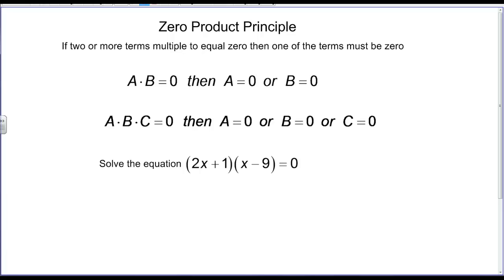Alright, the next thing we're going to talk about is what's called the zero product principle. And it's really pretty straightforward if you think about it. It says if two or more terms multiply to equal 0, then one of those terms has to equal 0. In other words, it's a little easier to look at. Here's two terms, a times b, multiplying to equal 0. If this has got to be true, then it must be the case that either a is equal to 0 or b is equal to 0. There's no other way possible for that to happen.